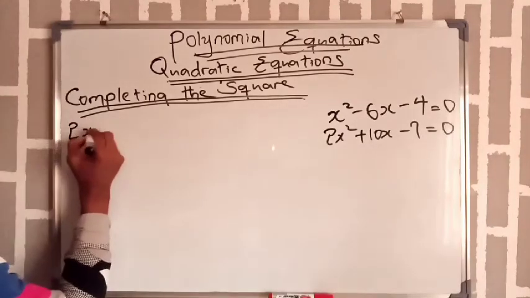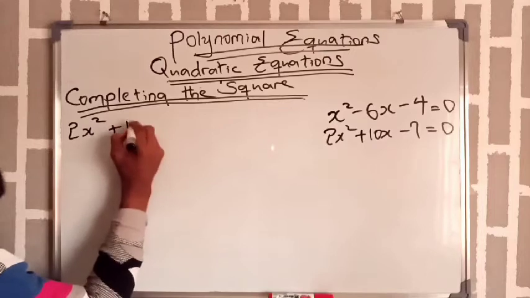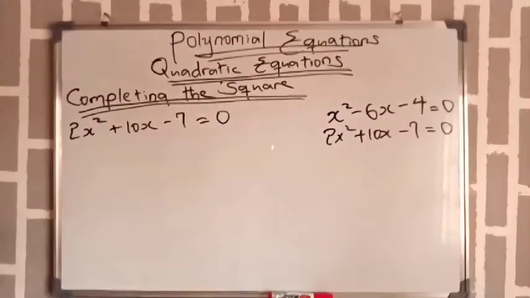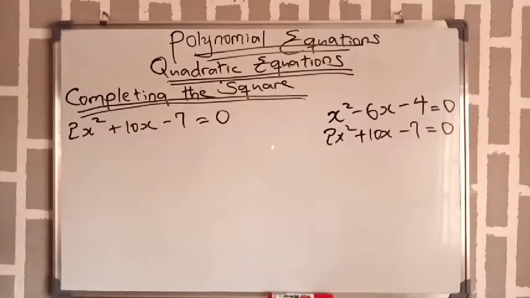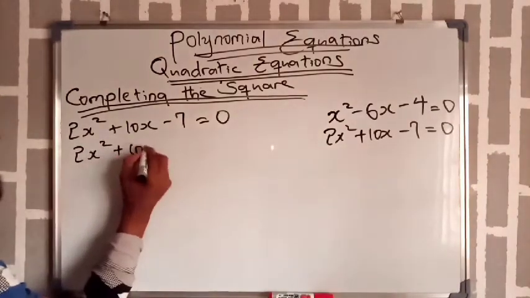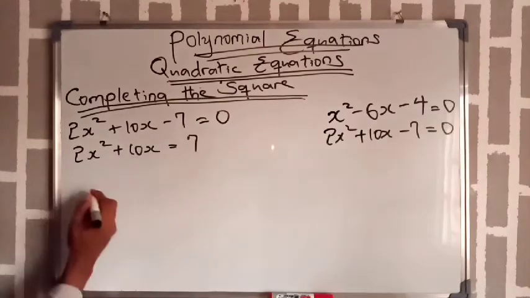This is 2x squared plus 10x minus 7 equals 0. Solving this, just do exactly what I told you. Check b squared minus 4ac. If it doesn't give you a perfect square, you apply this method immediately. So now remove this. 2x squared plus 10x equals 7.